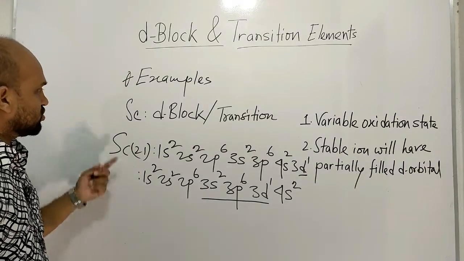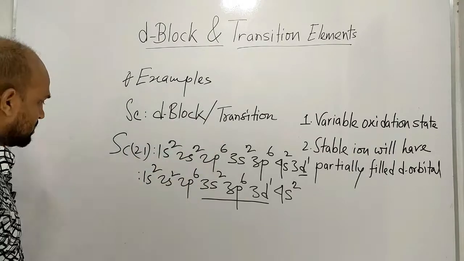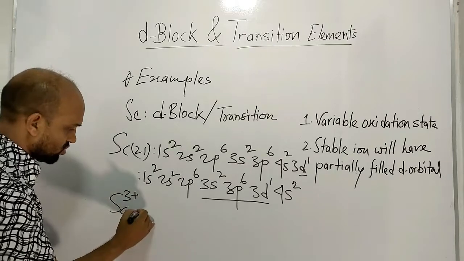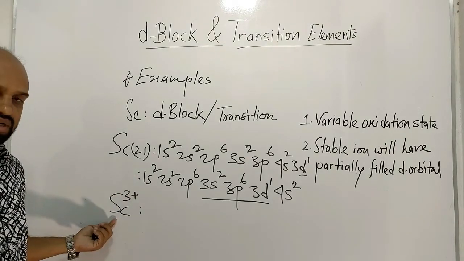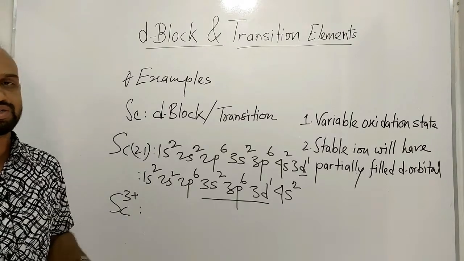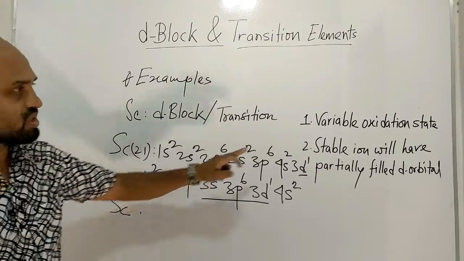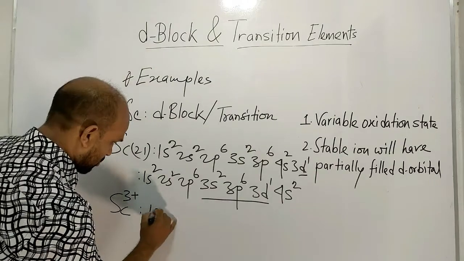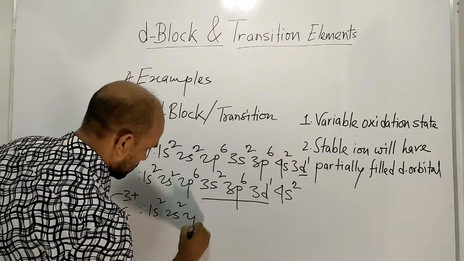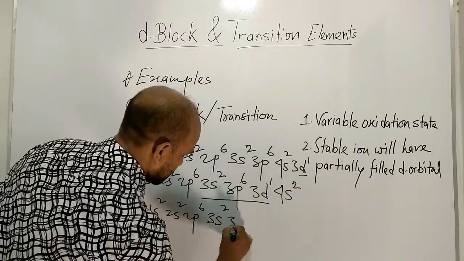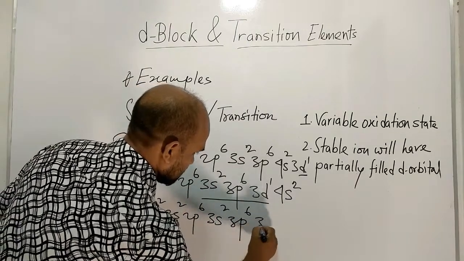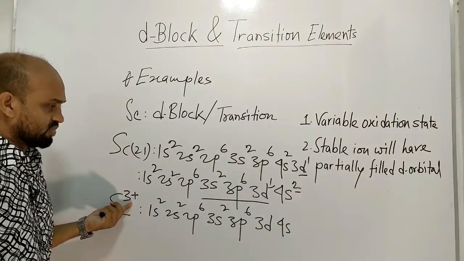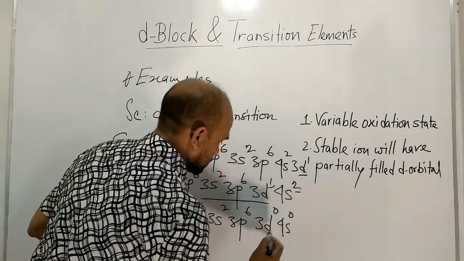Now we have to see whether scandium is transition. The ion of scandium is scandium 3+, only the ion scandium 3+, no other ion. So scandium cannot show variable oxidation state. This is number 1. Here 1s2, 2s2, 2p6, 3s2, 3p6, 3d and 4s. These 3 electrons are removed. 3 plus, 3 electrons are removed. So this is 0, this is 0.